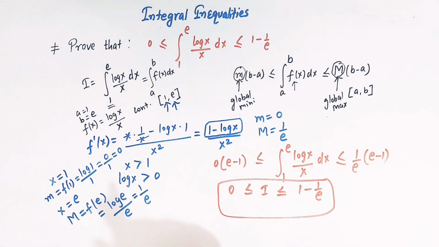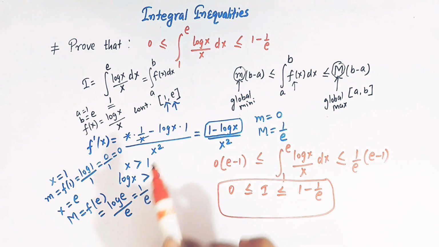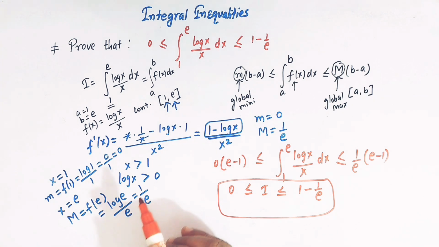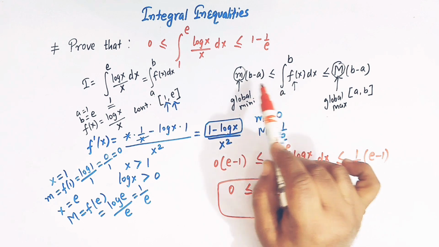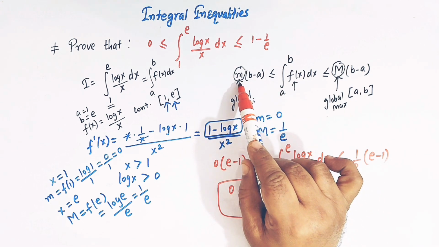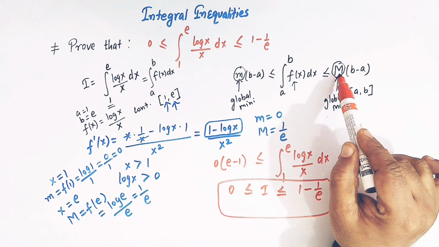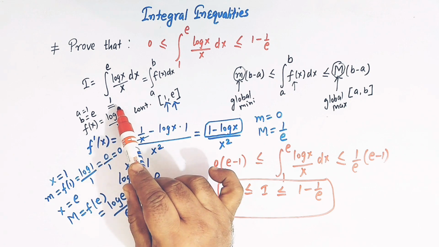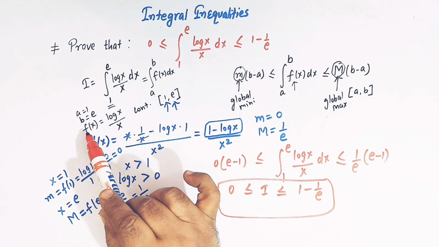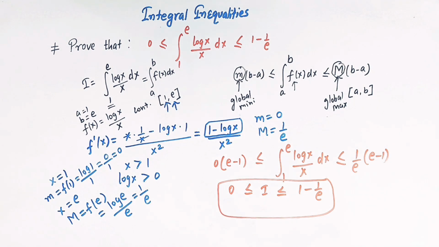So viewers, this is how, by making use of this inequality, we can prove these kind of integral inequalities. And always remember that whenever we have to use this inequality, we have to find the value of global minimum, that is small m, and the global maximum, that is capital M, using the function, right? So we have to investigate the function, whether the function is increasing or decreasing.